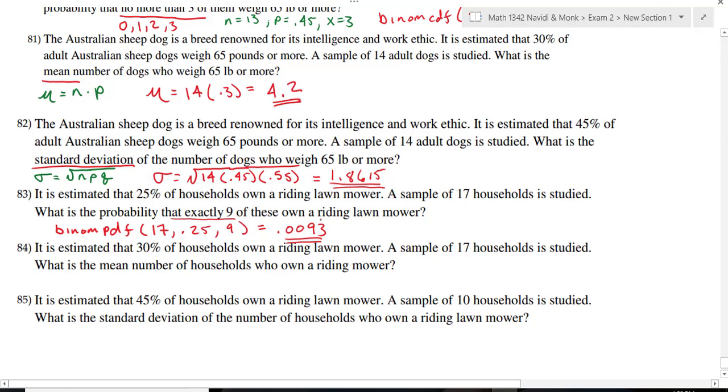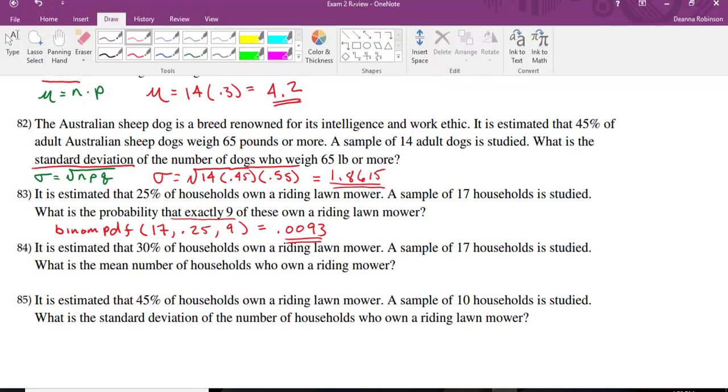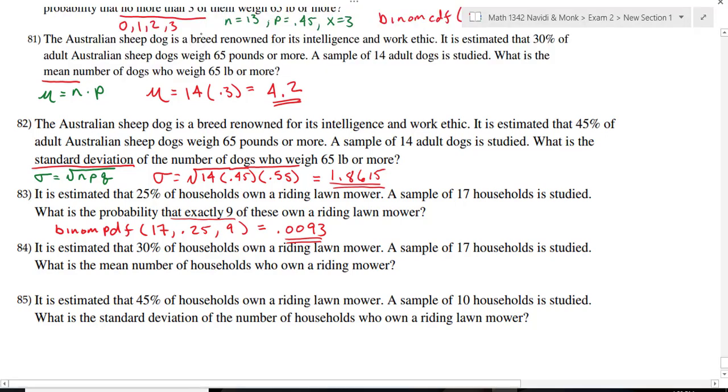Number 84. It's estimated that 30% of households own a riding lawnmower. A sample of 17 households is studied. What is the mean number of households? The formula, once again, for the mean is n times p. So here the mean is going to be 17 times 0.3, 5.1.